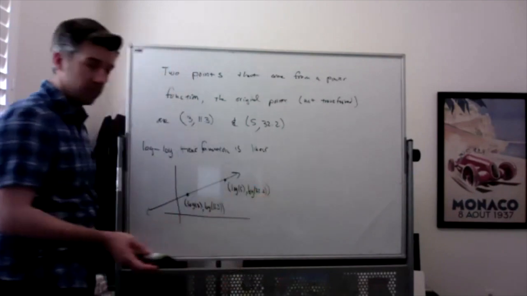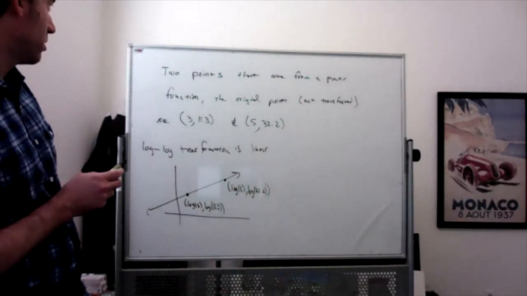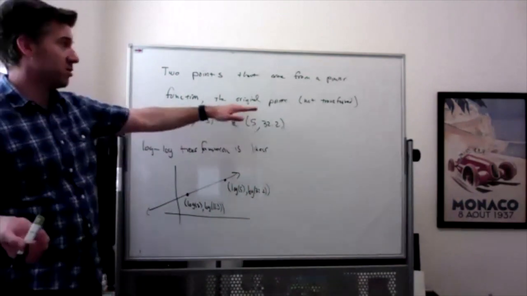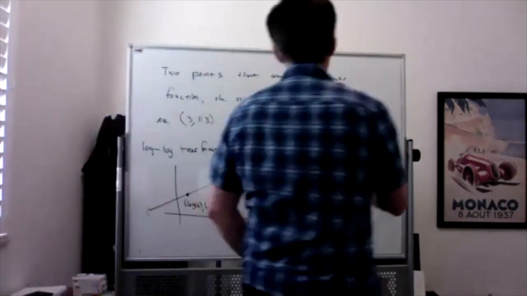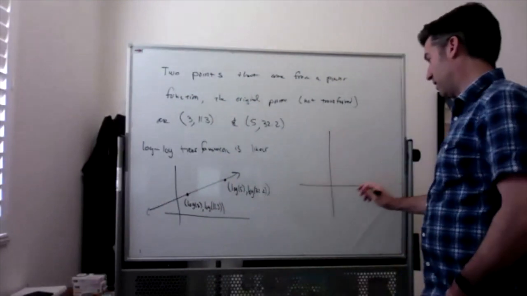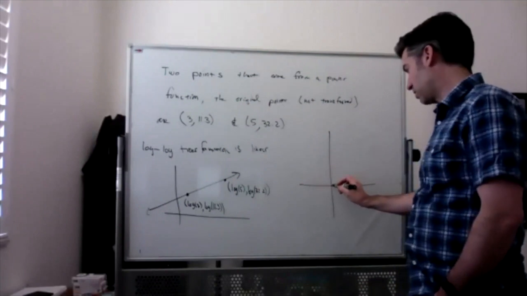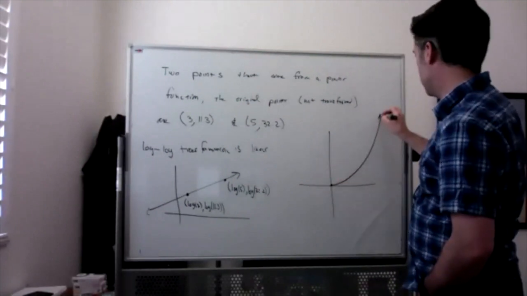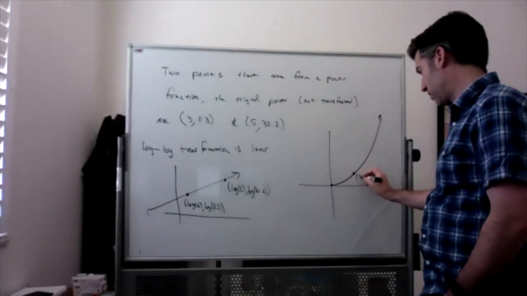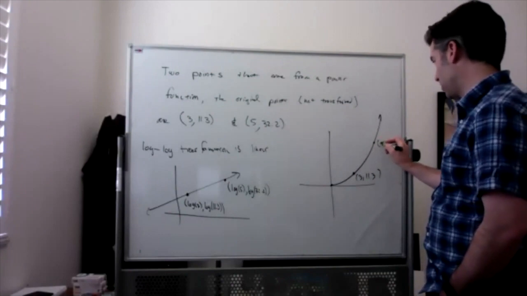Why would you do that since you already said it comes from a log-log graph, so wouldn't those just be the points? Well, no, so I'm saying these are original points. My original graph, which I call the power function, looks something like this, I don't know exactly what it looks like. And on the original graph, those points are 3, 11.3 and 5, 32.2.